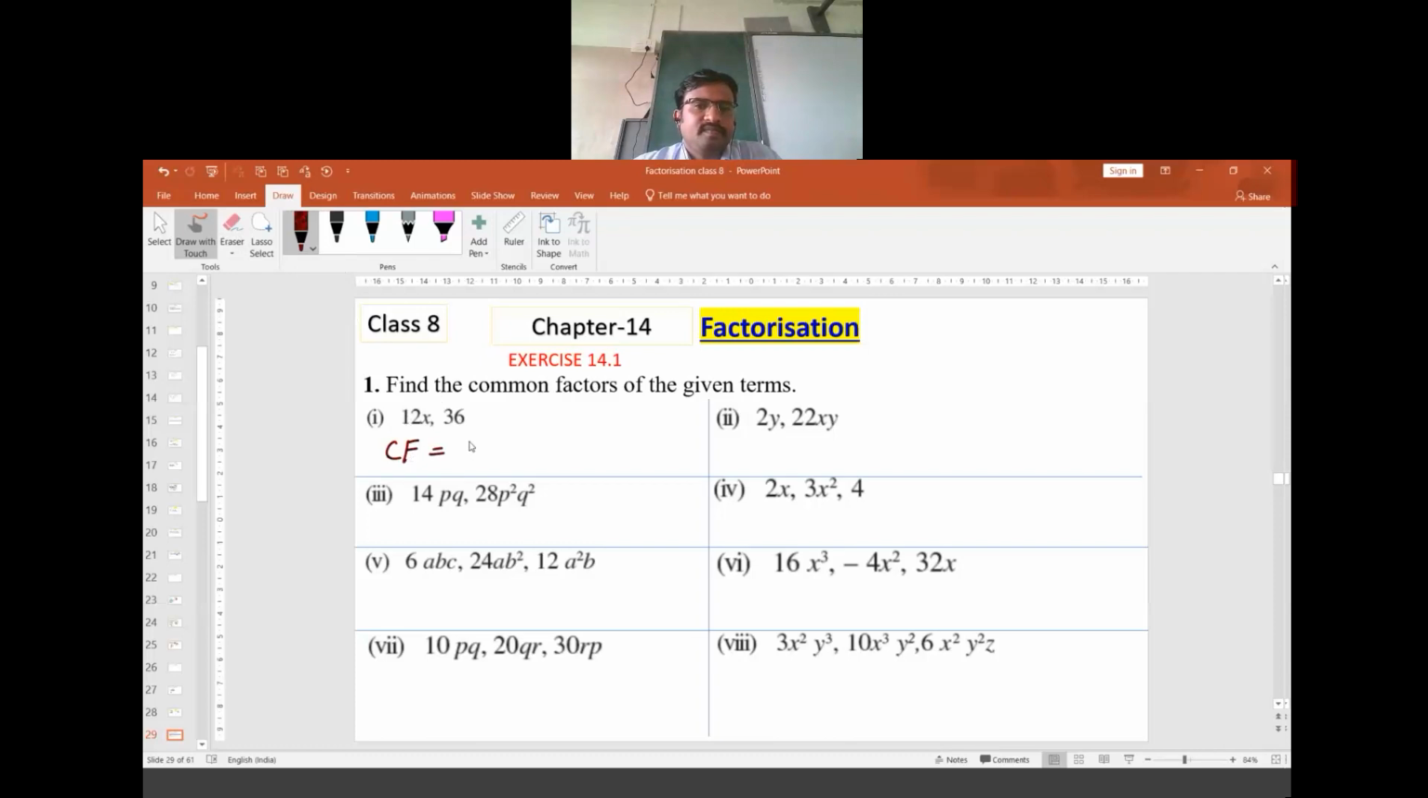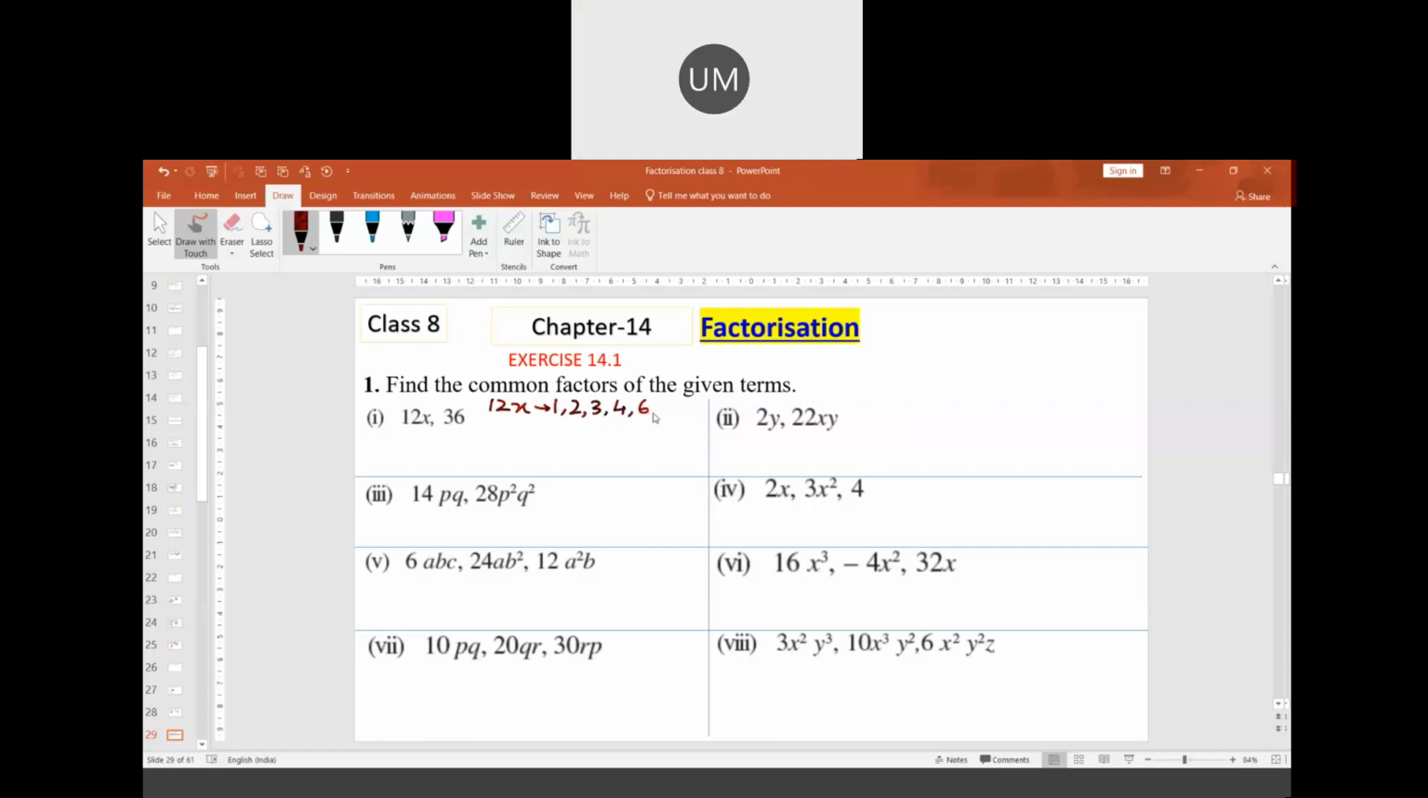12 is also a common factor, and 3 also. There are many common factors between them. 12x is divisible by 1, 2, 3, 4, 6, 12, and x.